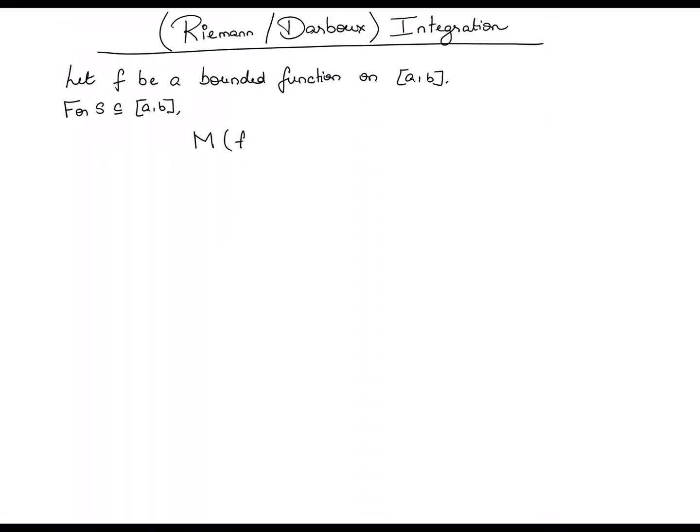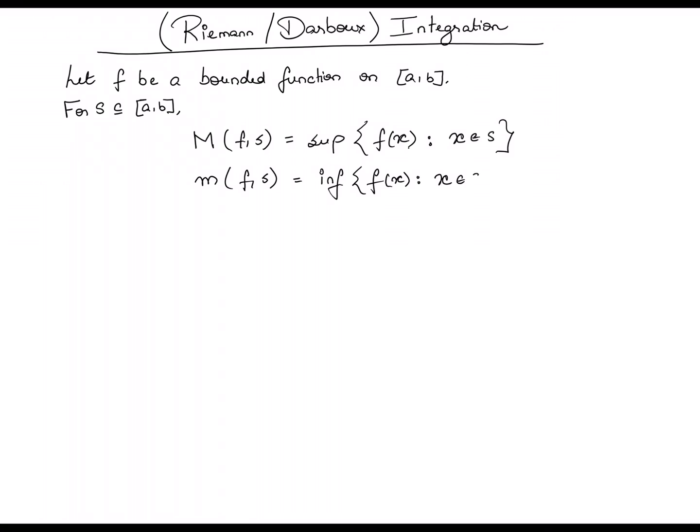Capital M of f comma S is going to be defined as the supremum of the function values taken over S. Similarly, small m of f comma S will be defined to be the infimum of the function values over the subset S. Okay, so these are two objects that we will use in the construction of the integral.